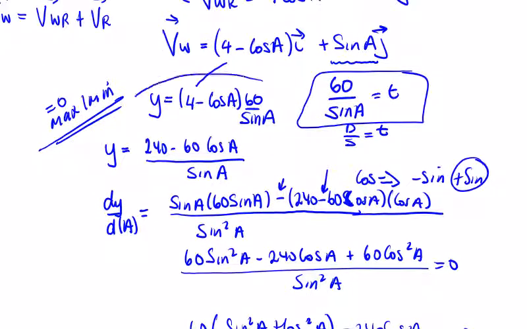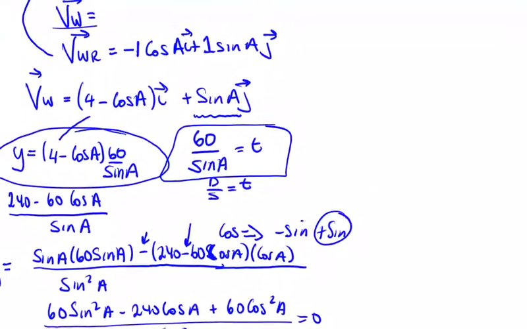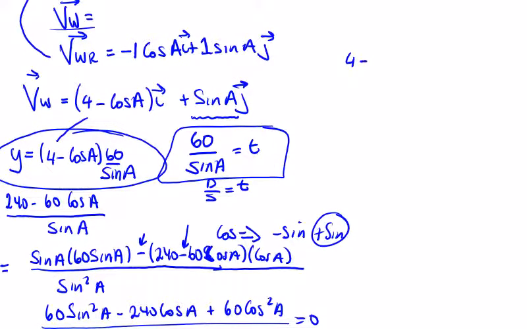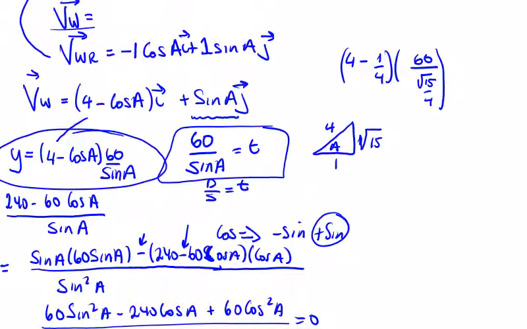Now we had the distance y was 4 minus cos A, so 4 minus 1 over 4 times 60 divided by sine A. Cos A was 1 over 4, so sine A is the square root of 16 minus 1, 15. Sine A is opposite over hypotenuse, root 15 over 4. So 3 3/4, and actually this works out, it's giving me 60 root 15.